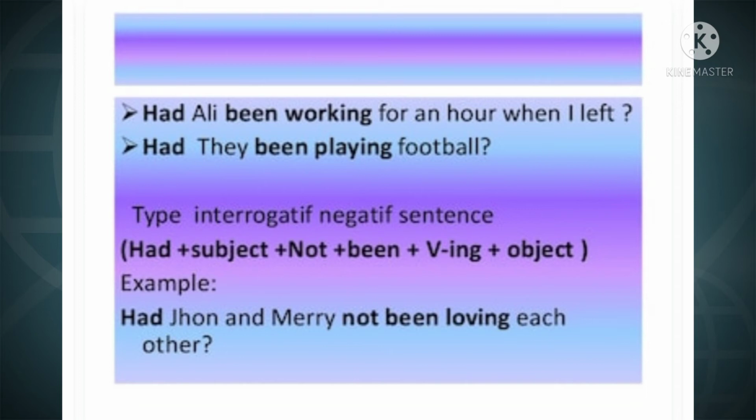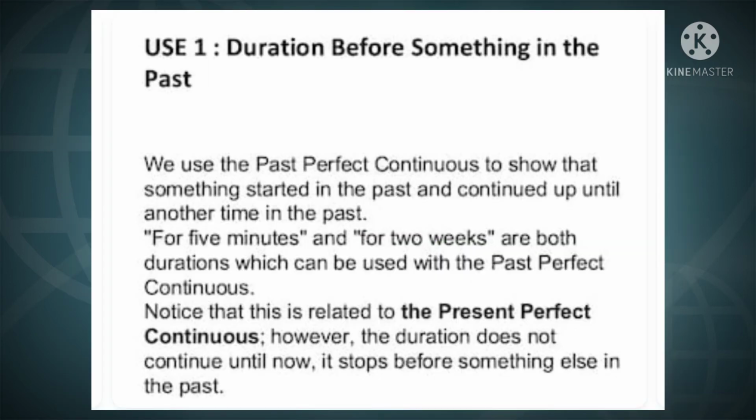So the structure will be like this: had plus subject plus been plus ing form. If it is negative, that will be had plus subject plus not plus been plus verb plus ing. Okay, example, had John and Mary not been loving each other? That is negative. If it is positive, had John and Mary been loving each other? Okay, that is a positive sentence, that is interrogative, positive interrogative.